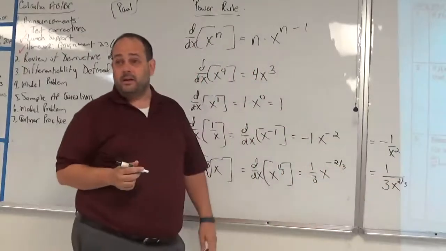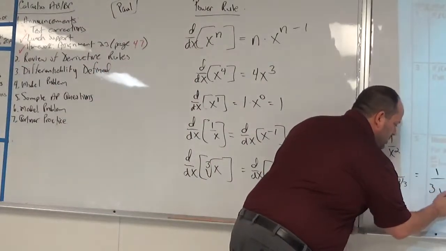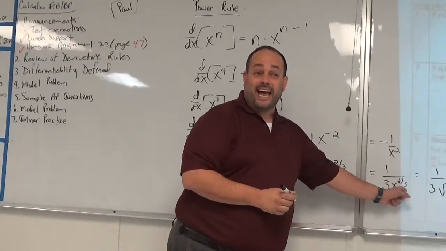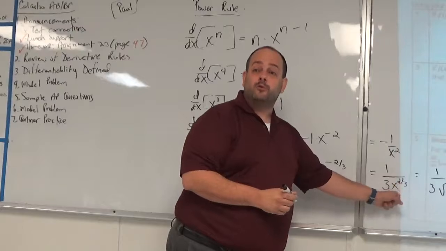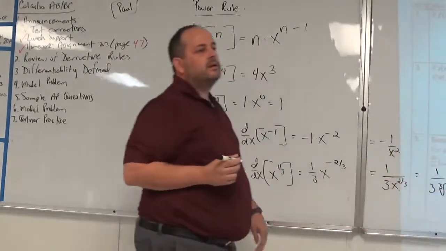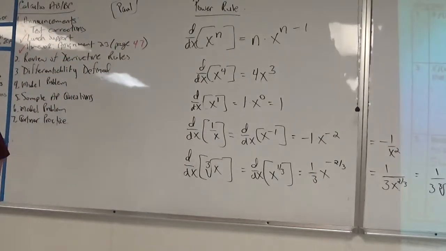Marilyn, give me better. 1 over 3 square root of x. The denominator tells you what root to take. So cube root of x squared. Oddly enough, Mr. Harper was just teaching this yesterday in pre-calculus.